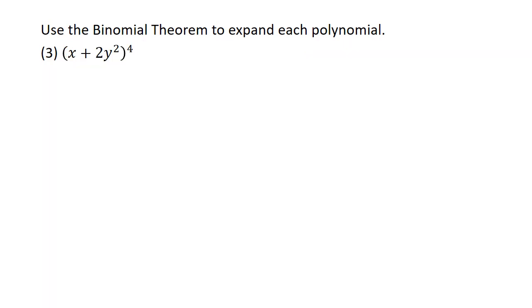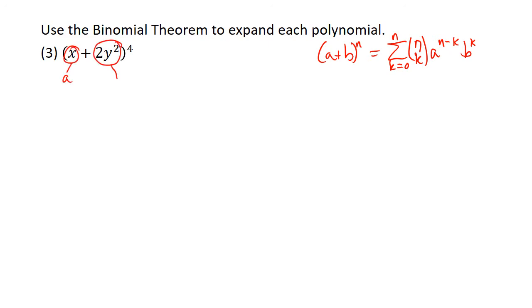Okay, let's look at number 3. So again, I'm going to use the binomial theorem, so let me write what that is. So (a + b)^n is equal to the sum from k equals 0 to n of n choose k, a^(n-k), b^k. So in this case, my a is x, and then my b is 2y^2, and then my n is 4.